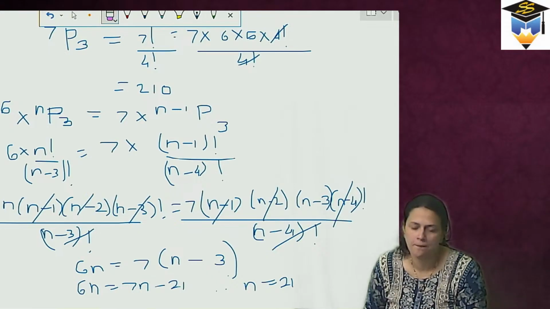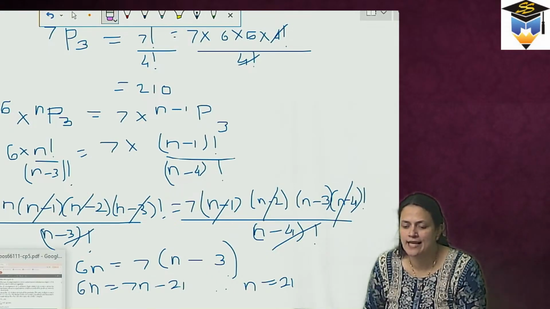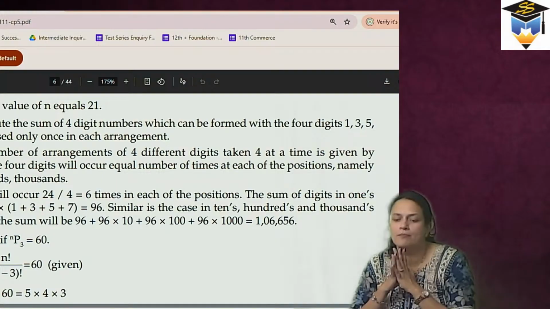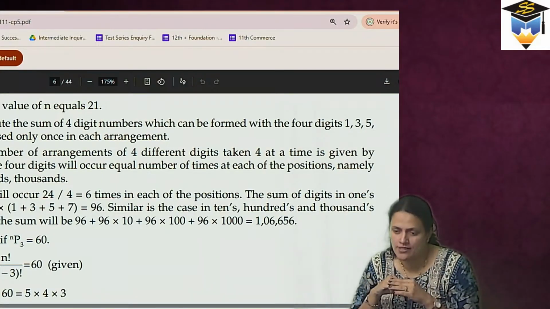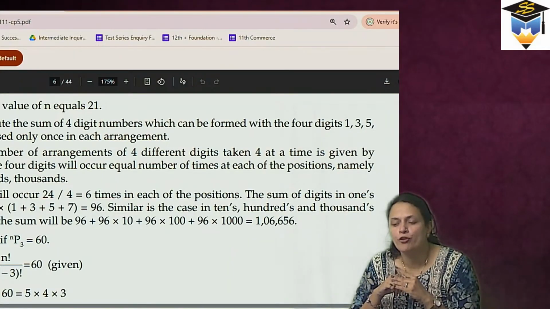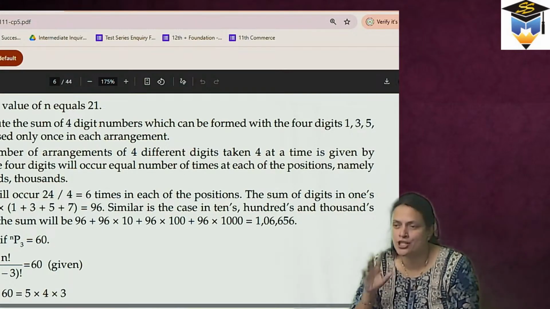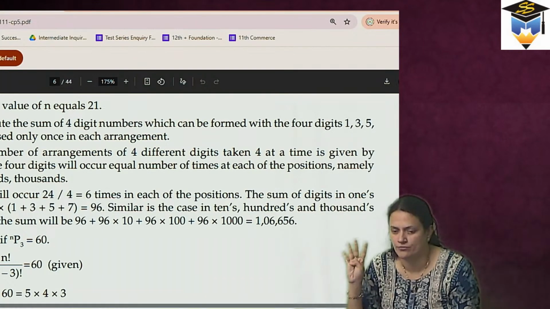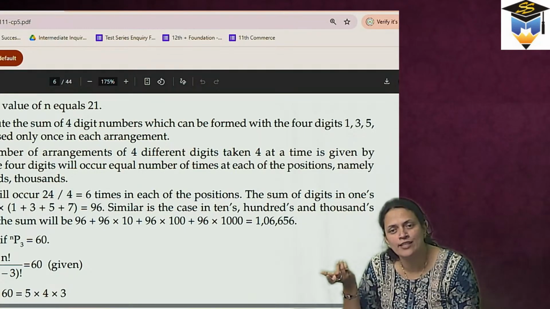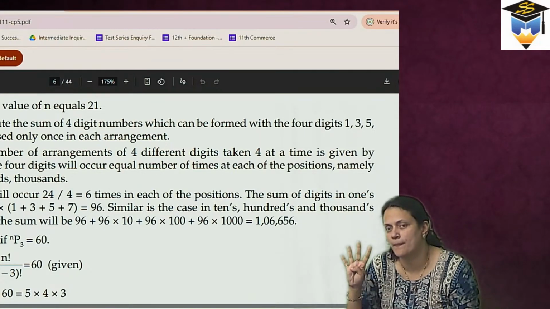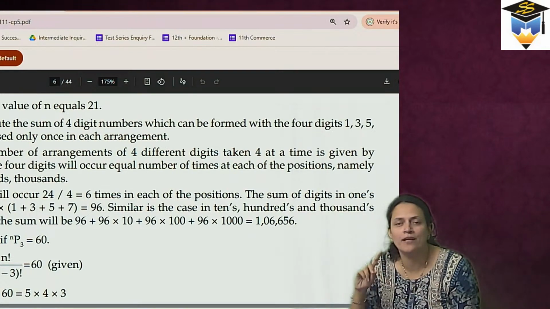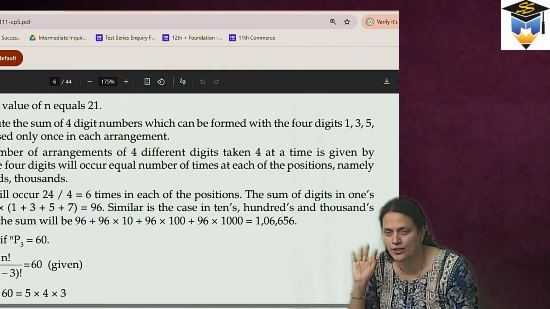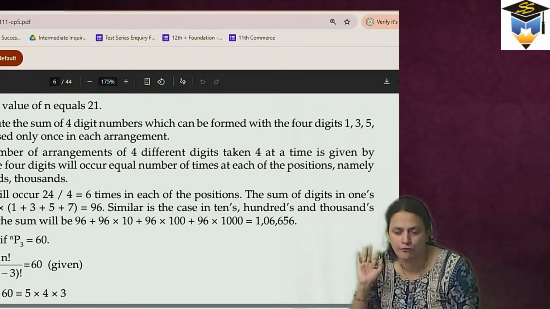Shall I move ahead? Okay. Now next example. Compute the sum of 4-digit numbers which can be formed with the 4 digits 1, 3, 5 and 7 if each digit is used only once in each arrangement. Okay. How many digits are given? 4. How many digits do we have to select? So it is 4P4, that is nothing but 4 factorial, which comes out to be 24.